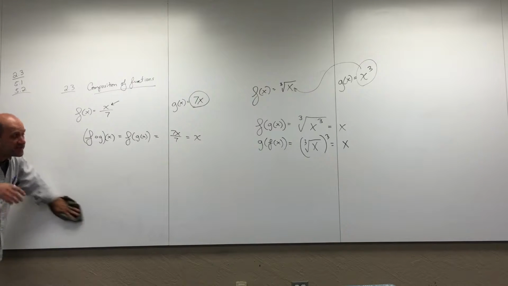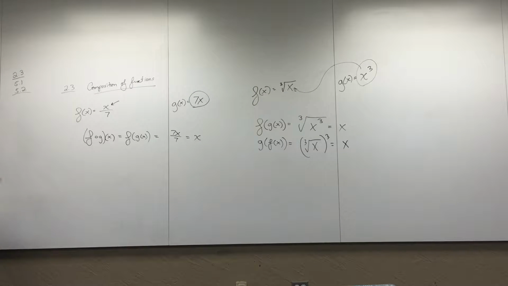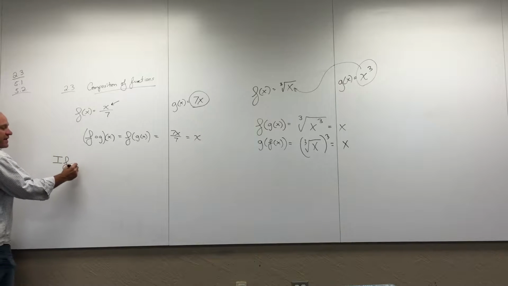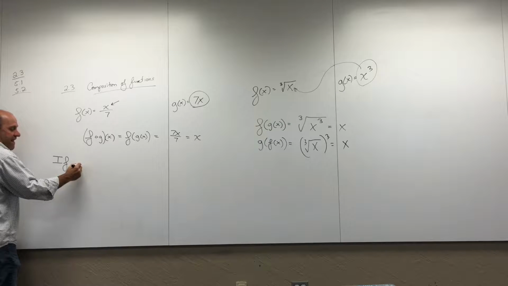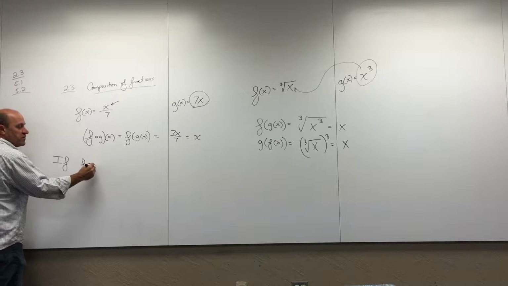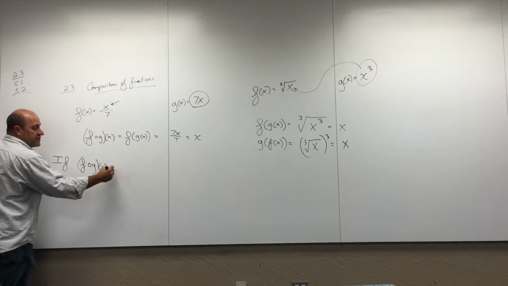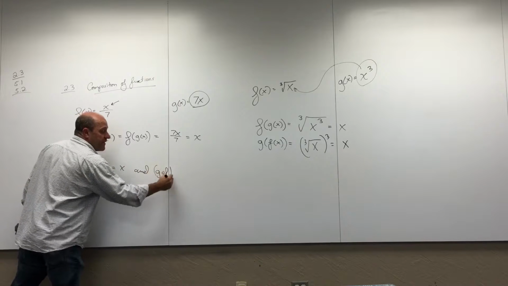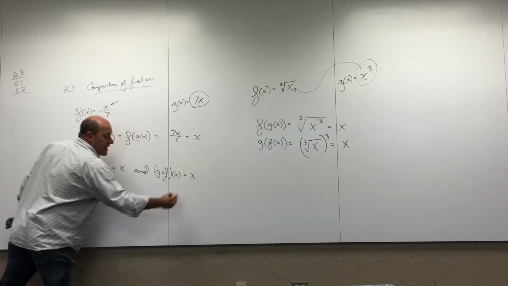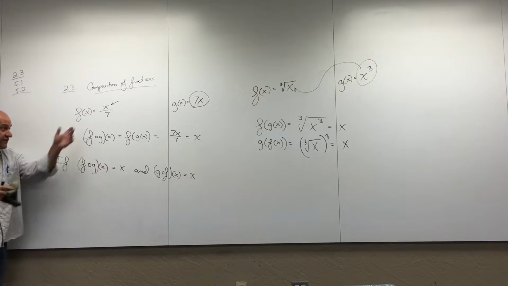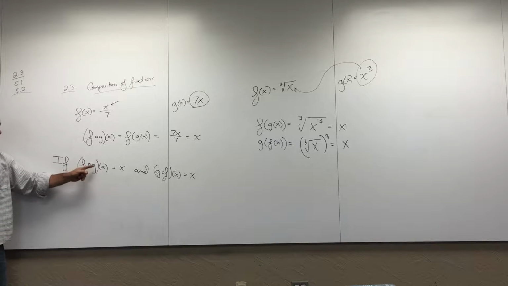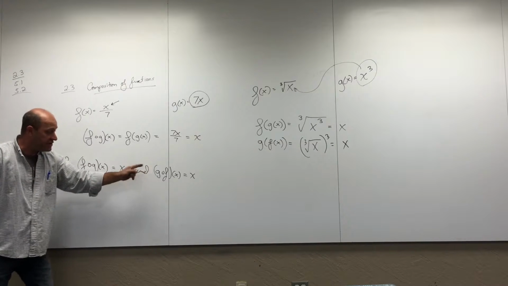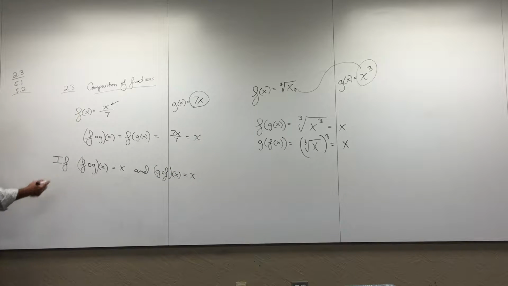And this leads me into chapter 5, you guys. Here I go. If f composed with g of x turns out to be x, and g composed with f of x also turns out to be x, I'm saying if you do the composition, like in these examples, if you do f of g of x, you get x, and the other way, g of f of x, you also get x, then those two guys are special.